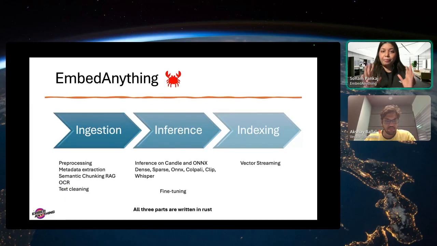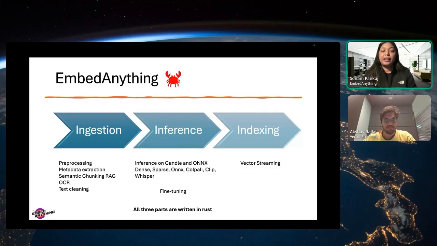So there are three parts of Embed Anything. There are three engines that are working coherently together. The first is the ingestion, inference, and indexing. What does ingestion do? Ingestion is responsible for all your pre-processing of data. We also do OCR, text cleaning, and especially metadata extraction. We also do semantic chunking for your RAG applications. A different kind of semantic chunking tools is also present.